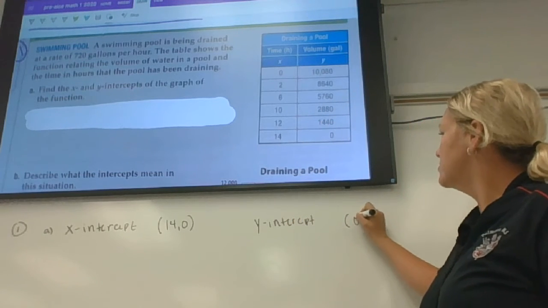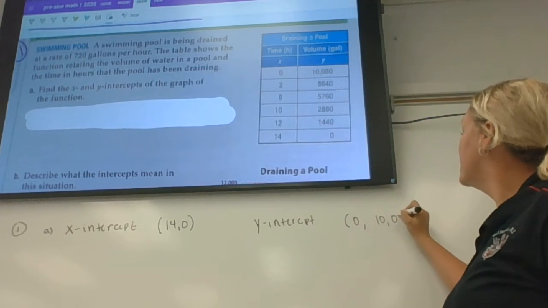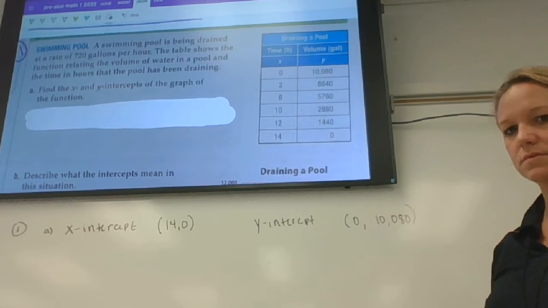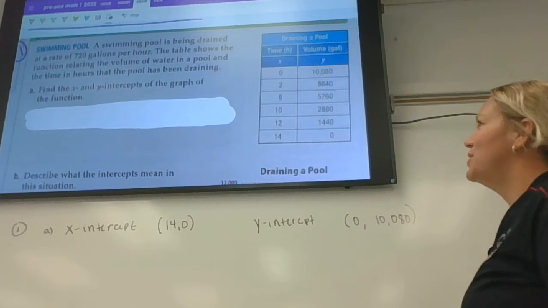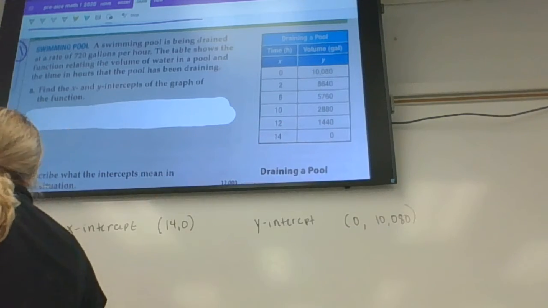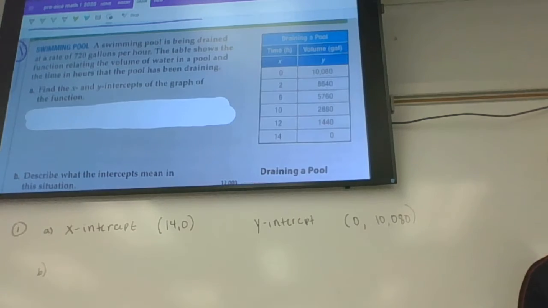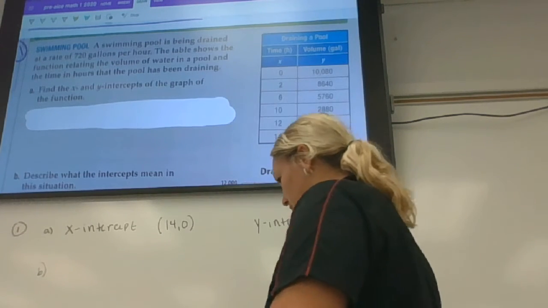Why is it so much more? It's time and volume. It's a giant. Let's go with giant pool at the moment. All right, describe what the intercepts mean in this situation, Sophia.